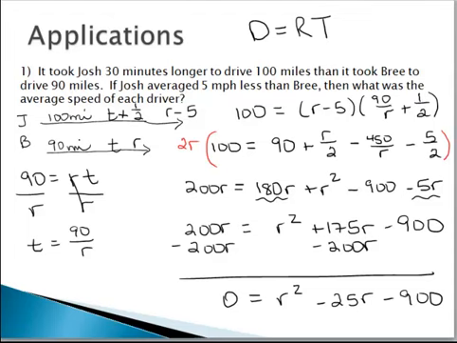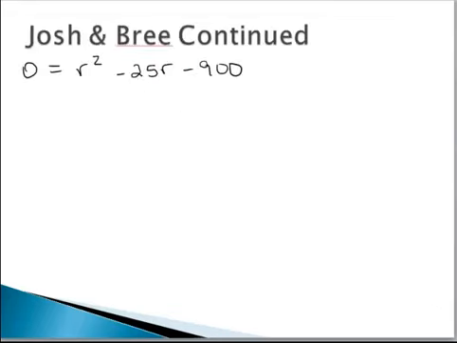Now we have a quadratic equation, and we can solve it using any of those 4 methods that we've learned. When you have really large numbers like this, it's usually a good idea just to use the quadratic formula. So let's see how that works. In this problem, A is 1, B is negative 25, and C is negative 900.